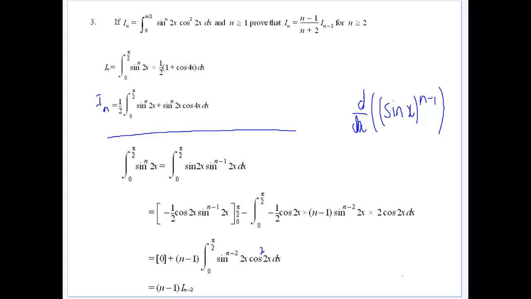Now, in this question, it's a little bit harder because we want to break it up and solve separate parts and then bring it back and put it together. So we're going to integrate this function here, sine of 2x to the power of n and cos 2x all squared. And we want to get down to this expression.